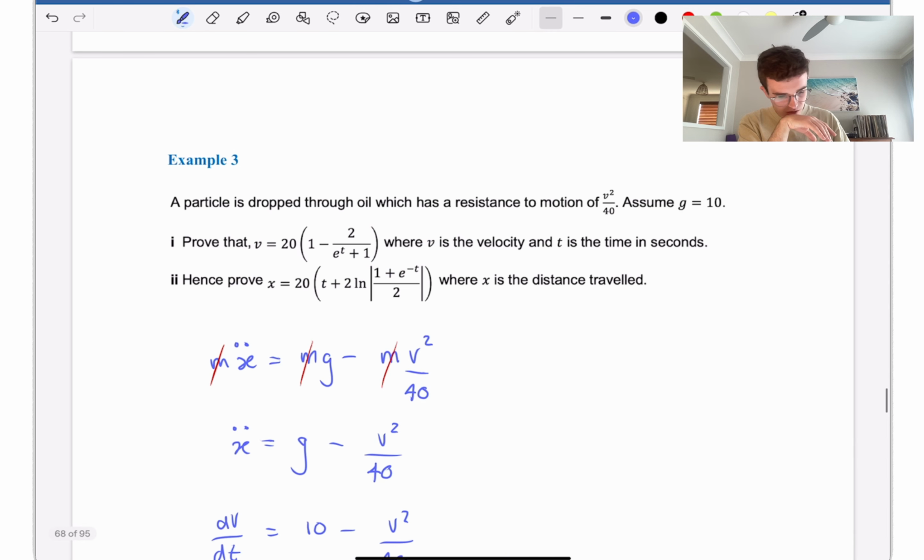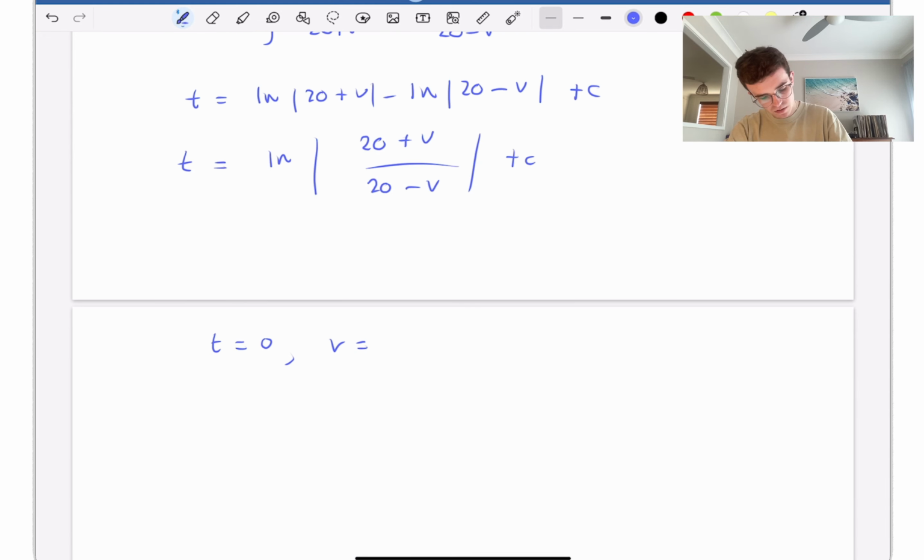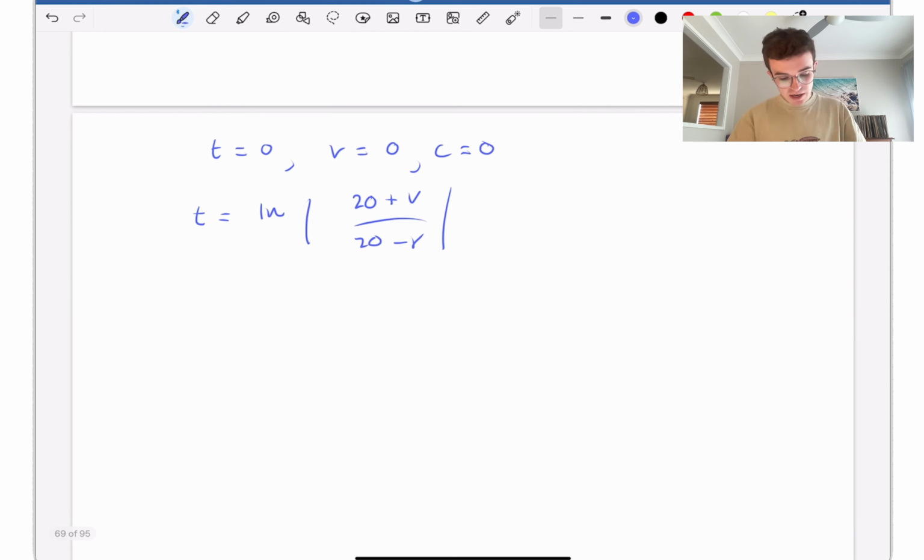Now we know when time is 0, well, it's dropped through oil, so obviously when it starts, it's going to be at rest. So when time is 0, v is 0. And I feel like we're smart enough to realise that that means c is going to be 0. It's quite obvious, but if you're not sure, if we put 0 here and 0 here, we're going to have ln of 20 over 20, which is 1, and ln of 1 is 0. So therefore time is ln of 20 plus v on 20 minus v. And we want to make v the subject, so we're going to raise both sides to the power of e.